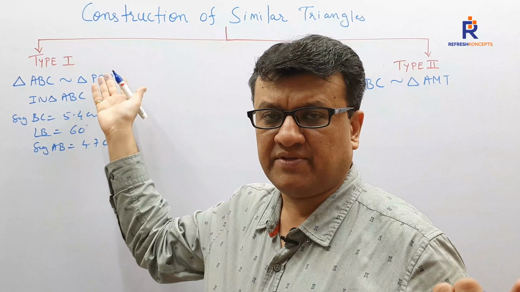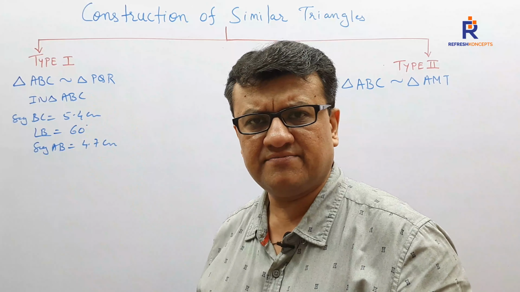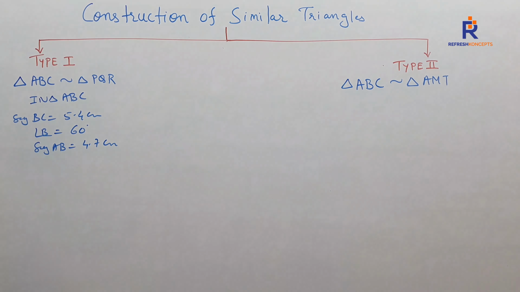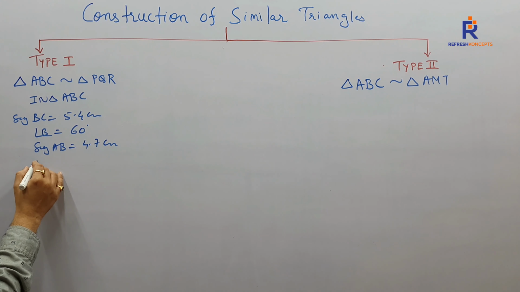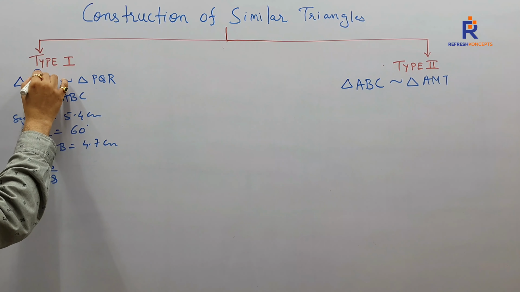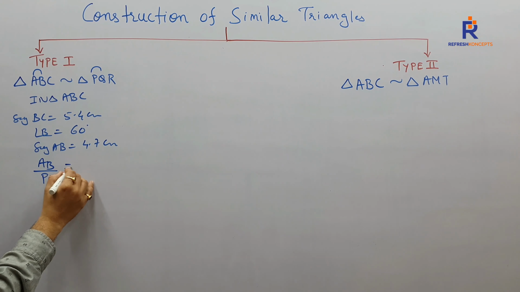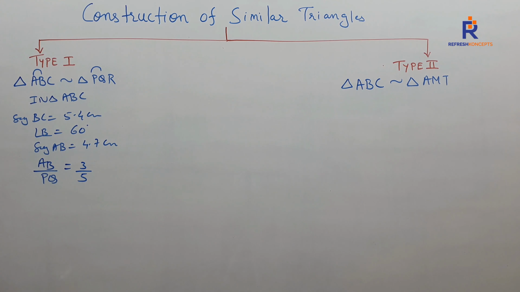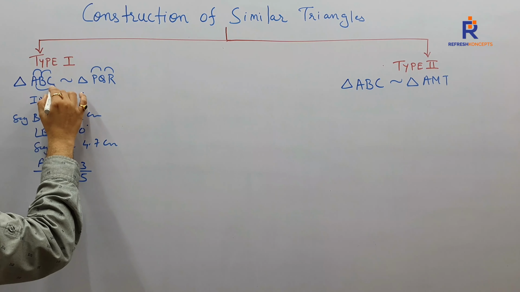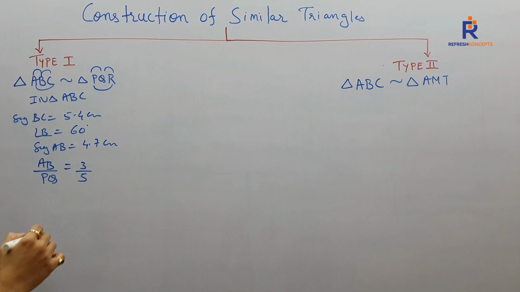Maybe in some other sum they might give you PQR or the other triangle. Along with this, one ratio should be given to you. Say AB by PQ is 3 by 5. Or they could have given you BC by QR, or for that matter AC by PR. But one ratio should be there.